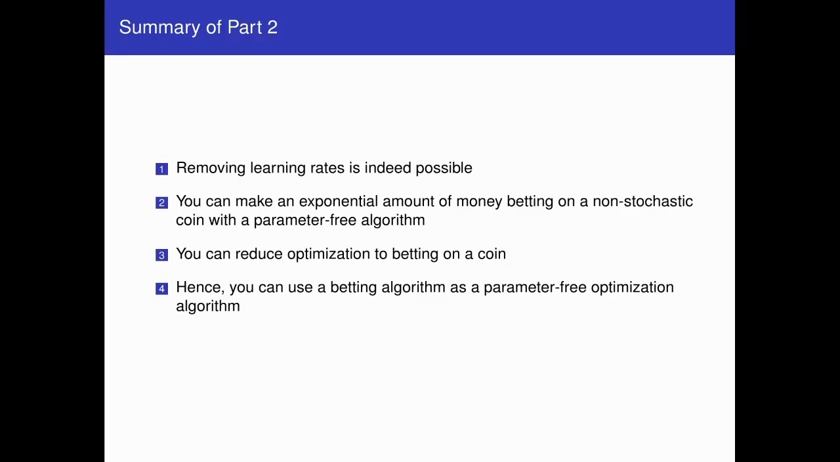Now, in the next section, Ashok will show you a lot of consequences of this simple idea, how you can adapt, for example, to strong convexity or to smoothness. Again, everything going back into a coin.